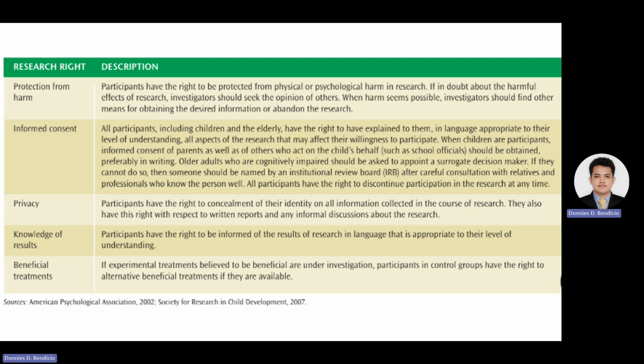Next is knowledge of results. For example, in a longitudinal study following individuals from childhood to adulthood, researchers discovered that some participants developed mental health issues over time. Ethical concerns arise regarding whether or how to share these findings with the affected individuals. Researchers must weigh the potential benefits of providing this information for early intervention against the potential harm of sharing distressing information. And lastly, beneficial treatment.